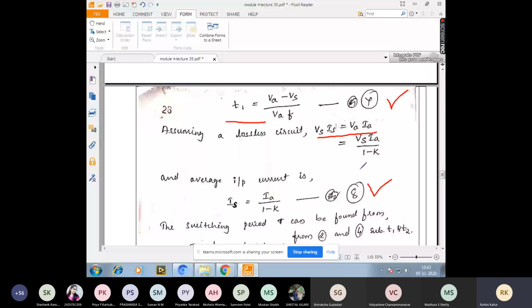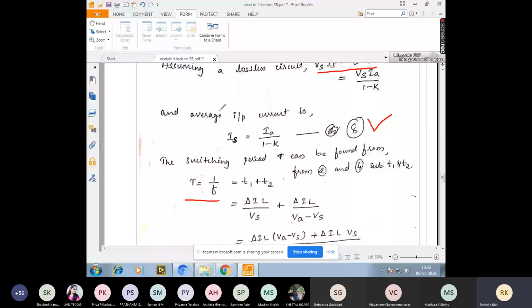I'll be having Vs into Is, which is equal to Va into Ia. That means the input power is equal to output power. So we'll get an equation for this, and I'll write down the average input current, that is Is, from this equation. Then the total time period T, that is T1 plus T2.